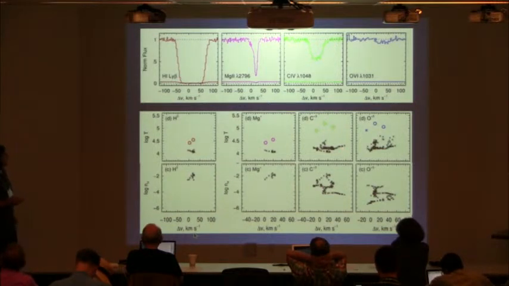With carbon 4, you're about half a dex spread in temperature and about 2 dex spread in density. And similar for the oxygen-6. So the absorbers that you're seeing for the carbon-4 and oxygen-6 are not constant density, constant temperature structures.